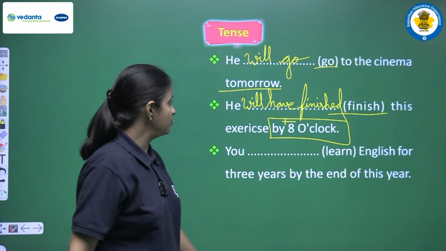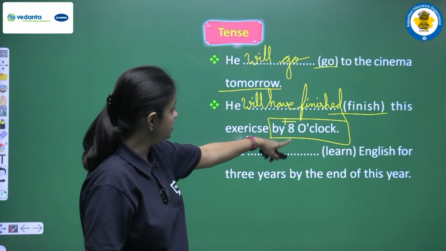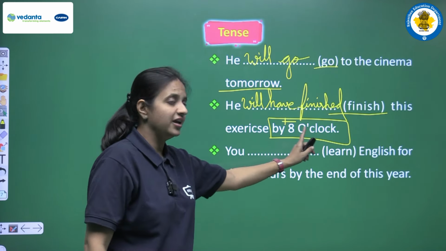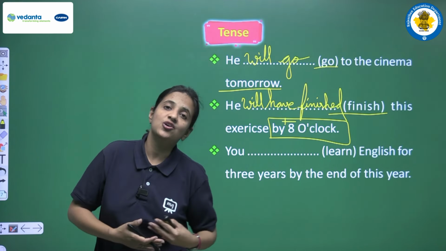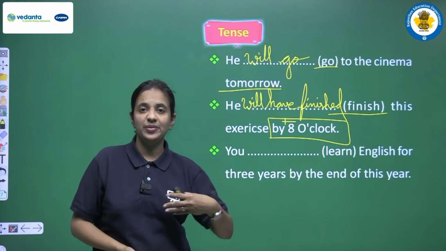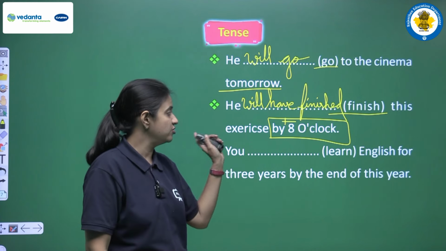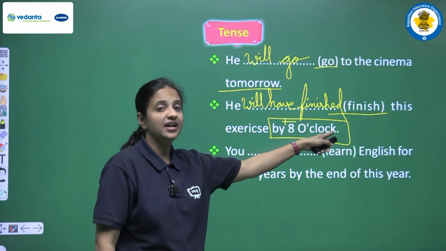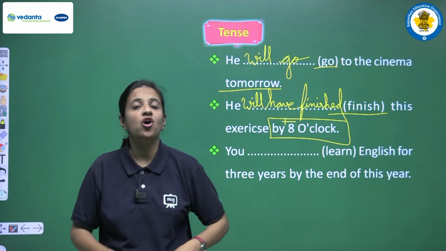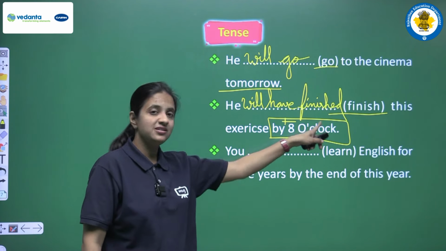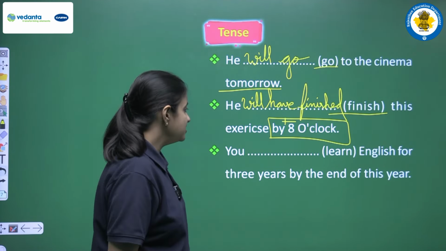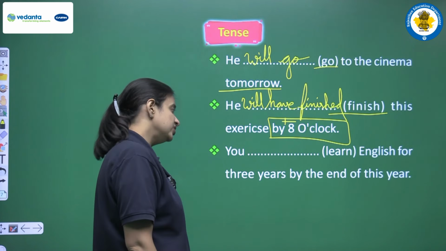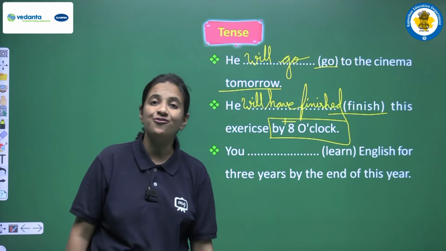And the complete sentence will be, he will have finished this exercise by 8 o'clock. Okay, so students, work very hard and learn all the rules, helping verb, main verb, and try to identify the tense, because you have to learn all the common words. So by plus time means future perfect tense. Clear?